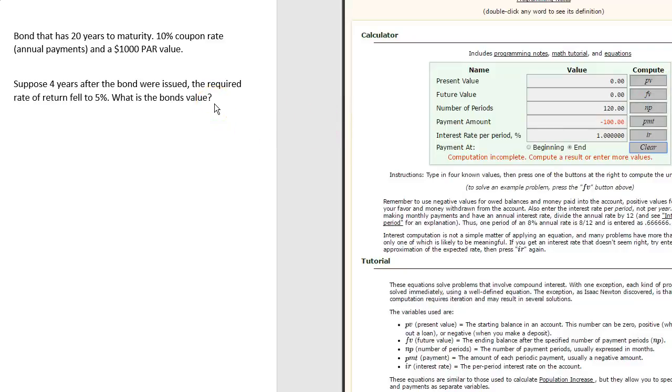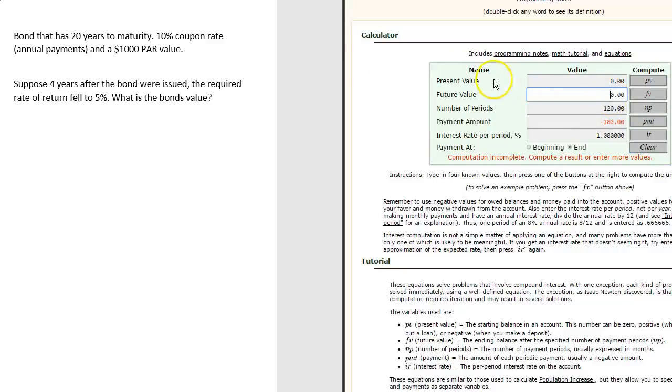Whenever you see what is the bond's value, value as of when? Well, a value as of right now. We've projected ourselves 4 years in the future, so it's kind of the right now of again in 4 years. So we don't know that. That's what we're solving for. All right, well, let's move on to future value.